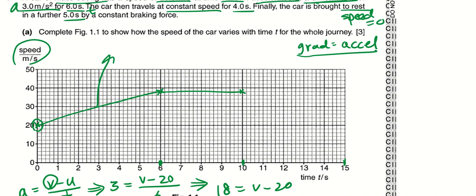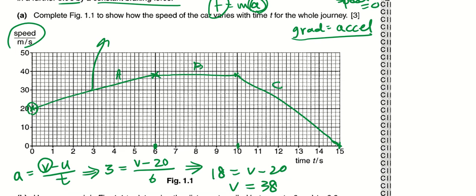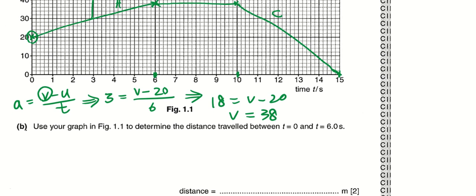Finally, the car is brought to rest in a further 5 seconds by a constant braking force. If I have a constant braking force, and you know F net equals to MA, then my deceleration, or my negative acceleration, is going to be constant. So I will draw a straight line. If you manage to draw a straight line for this section A, B, and C, at all the appropriate time, then you will get your 3 marks.